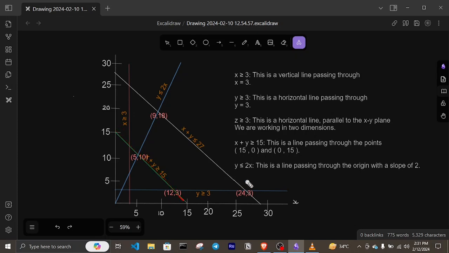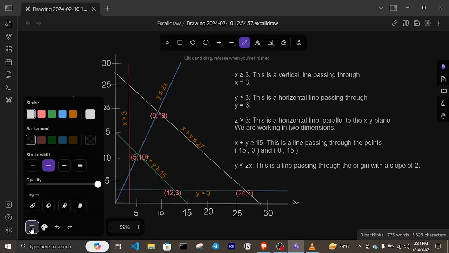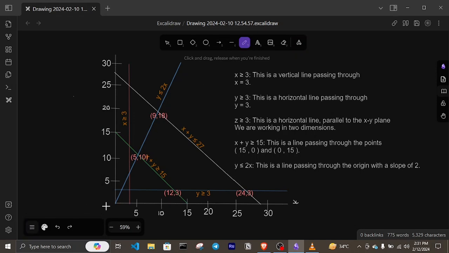Then lastly, I have y less than or equal to 2x. So which is actually y equals 2x. That means it has a slope of 2. So I'm going to draw out a line that has a slope of 2 coming from the origin. The origin is the 0, 0 down here. Alright, so I'll pick any point. Let's say x is 15. If x is 15, the value of y is going to be 30. So if I pick a point 15 here and then 30 on the y-axis, and I draw a line from the origin to that point, I'm going to get a line that has a slope of 2. You can pick any value for x or y, and then you should still be okay.